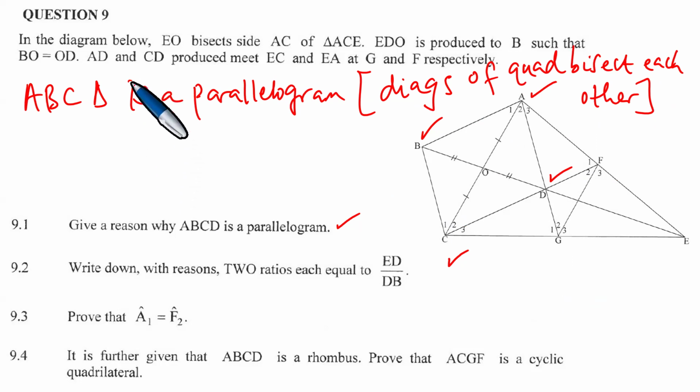So ABCD is a what? ABCD is a parallelogram. Why? Because here's a diagonal, here's another diagonal. This diagonal is bisected because it is divided into two equal parts. This other diagonal is also bisected, it's divided into two equal parts. So in other words, we're to give the reason why ABCD is a parallelogram: ABCD is a parallelogram because the diagonals of the quadrilateral bisect each other.